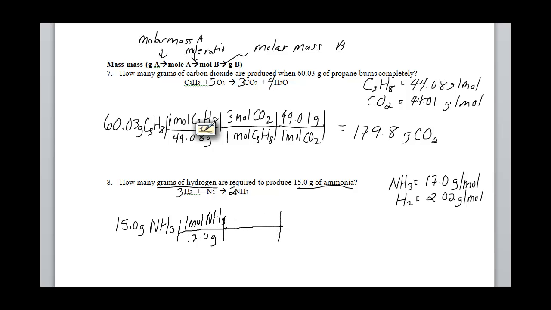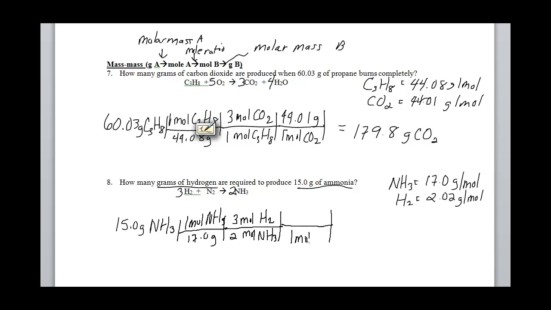Okay, then I need to get to moles of hydrogen. So this is from that balanced equation. How much hydrogen? Well, we need 3 moles of hydrogen for every 2 moles of NH3, ammonia. Okay, last step, what do I have to do? Get to grams of hydrogen using the molar mass of hydrogen.